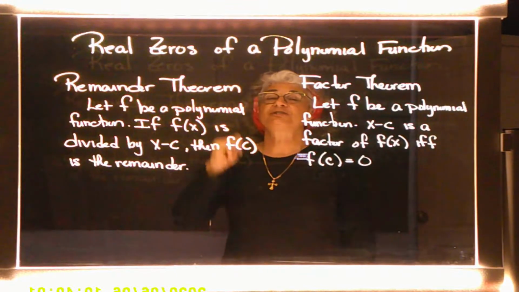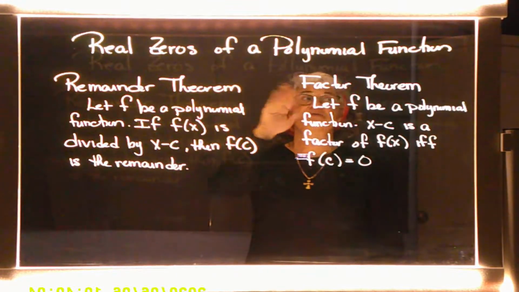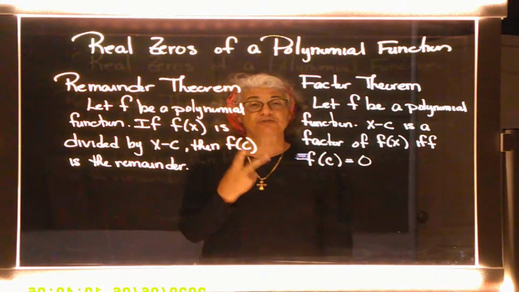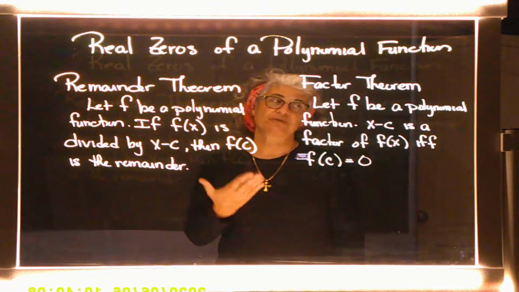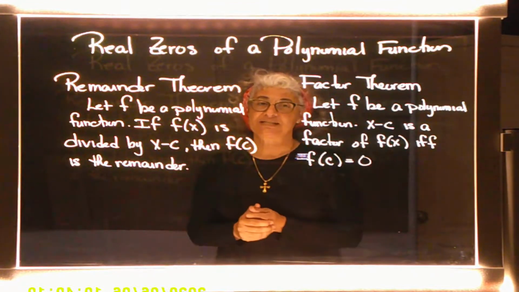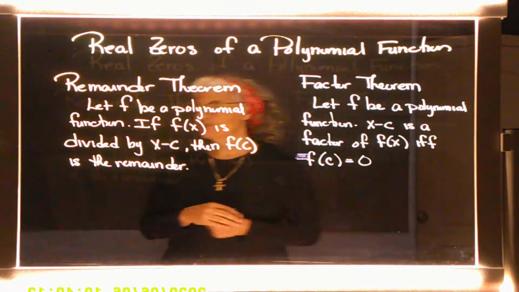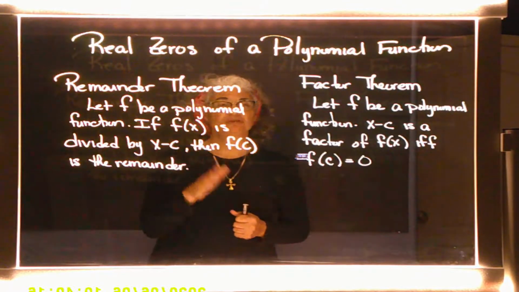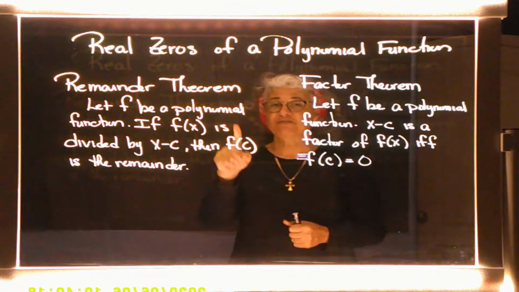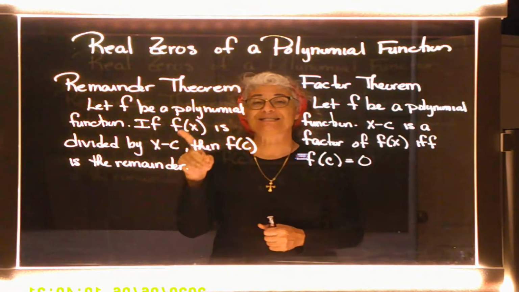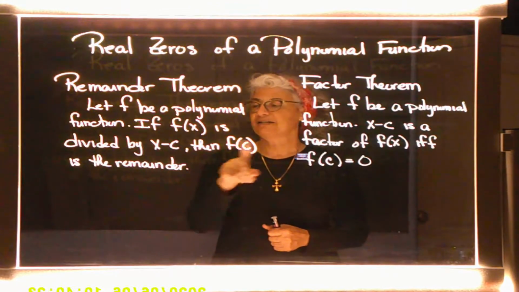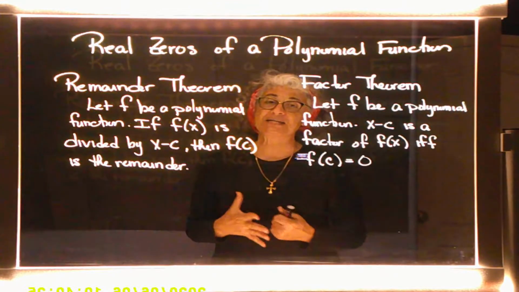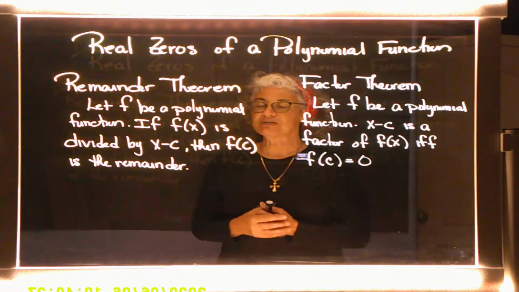Okay, so let's scoot on to the new topic, real zeros of a polynomial function. I have two theorems for you that really go hand in hand with each other. Let's look at this first one. Let f be a polynomial function. If f of x is divided by x minus c, then f of c is actually the remainder.